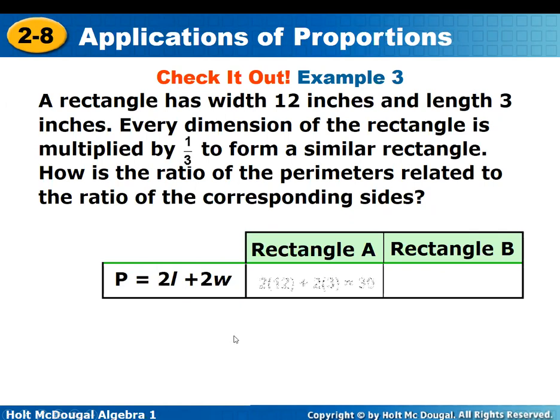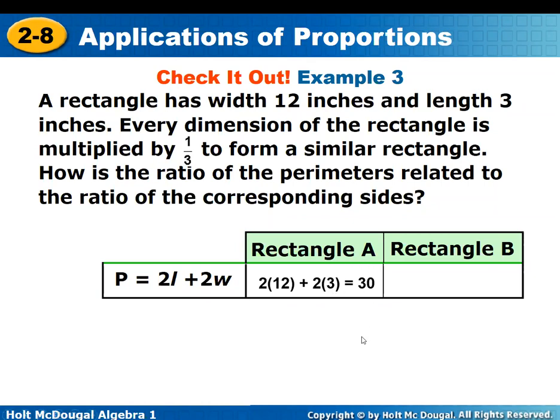We have the dimensions of the first rectangle, which are given to us. He said a rectangle has a width of 12 inches and a length of 3. Then for the first rectangle I write 2, and I'm going to substitute the length by 12 and the width by 3. Then the final answer equals 30. You can see my screen? I'm sharing the screen, right? Yes. Okay. Then the first perimeter is 30.